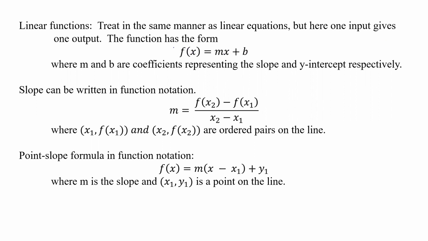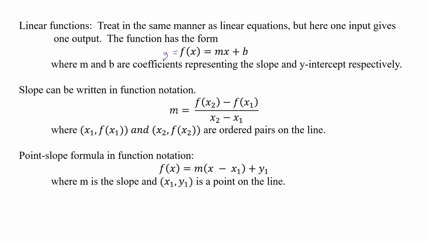And remember, f of x, that's just equal to y. So if you have to do it, you can always say that's equal to y, but the actual function format is f of x. And then we just have our mx plus b, which is the linear format where you have slope times x plus the intercept, where m and b are basically your coefficients, or slope and y-intercept, like I just said. Now, the slope can be written in function notation in the following manner.